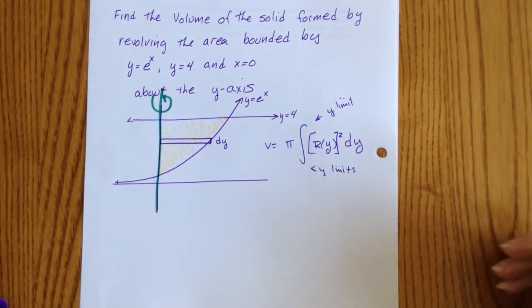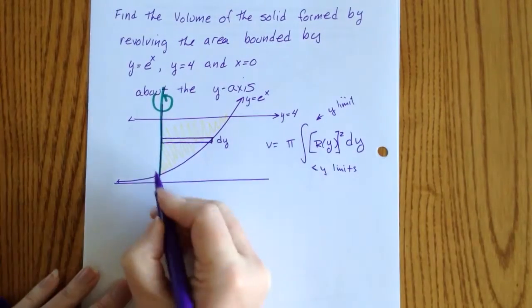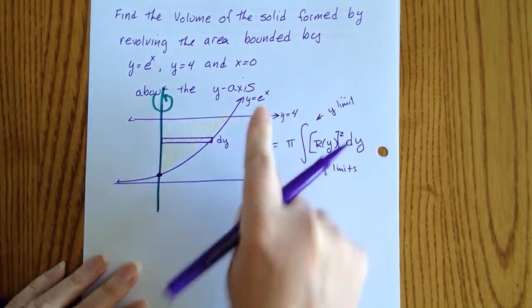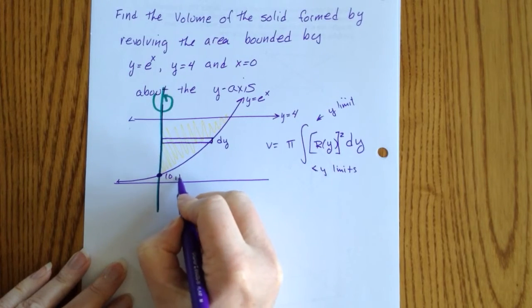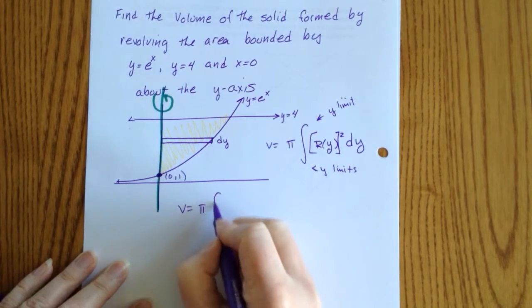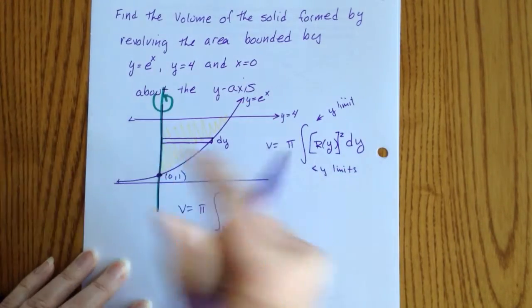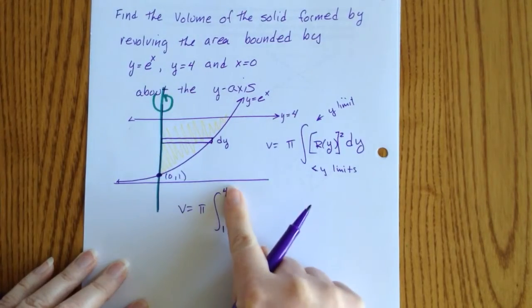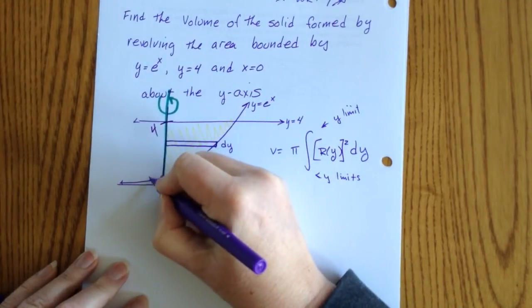All right, let's start with the limits. The limits are actually pretty easy in this particular problem. When we stack these rectangles, the lowest we can go would be that value. Well, what's that value? Where does e to the x cross the axis? That's at a height of 1. Now look, it's the y coordinate that becomes the limit of integration. What's the highest these will stack? Well, y equals 4 is where the area stops. So those are y limits, limits found on the y-axis.